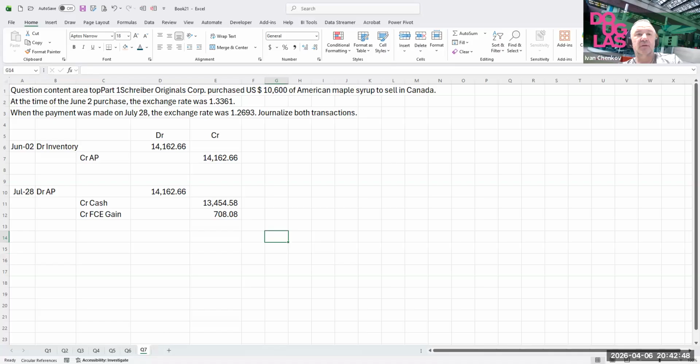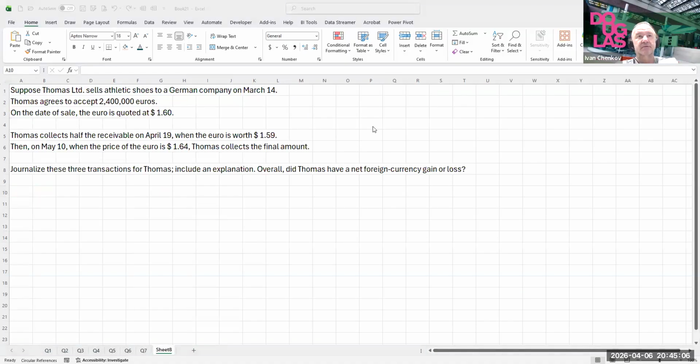Now let's go to another series of this question, which will be for the opposite side. So again, the question: Thomas decided to sell the shoes in Germany on March 14th, 2.4 million euro. On the date of the sale, the euro was 1.6. Then he collected half of the receivables on April 19th and the other half on May 10th. And we have to see what the foreign currency gain or loss is and what exactly is happening. Let's go with the first one.